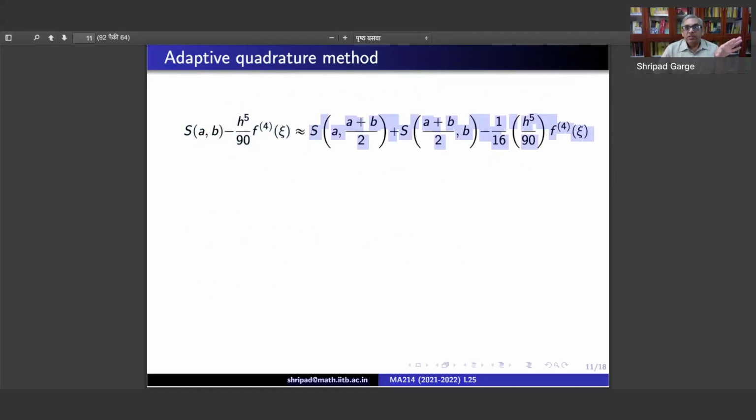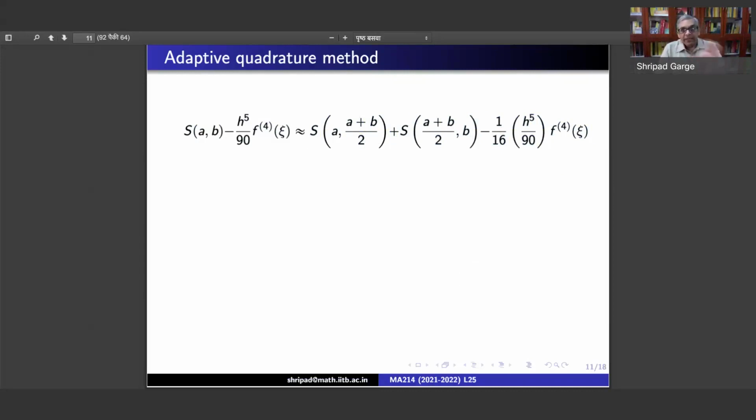The right hand side is also an approximation to the integration, but instead of xi tilde, we have taken it to be xi. So we get an approximation sign between. If in the right hand side you had taken xi tilde, we would have got an equality. But now we have an approximation, and remember that there is this minus 1 by 16 times the value that you have for the error on the left hand side.